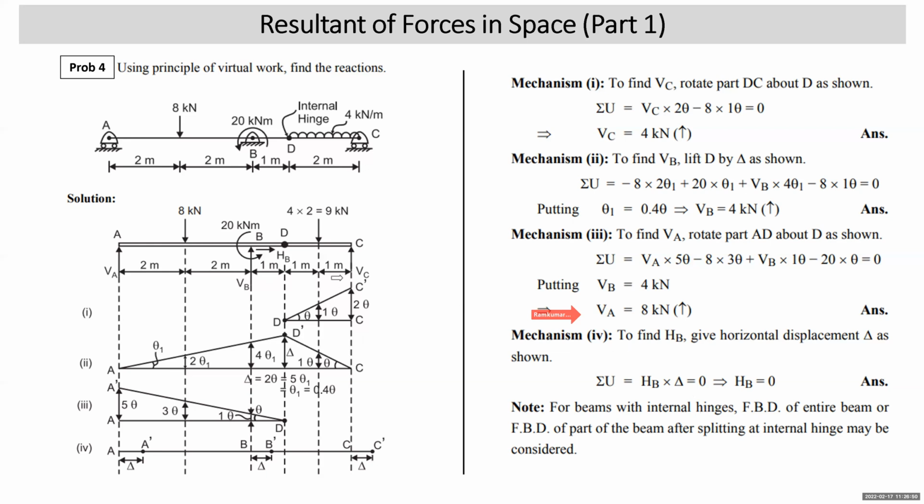So here we can consider free body diagram of entire beam, or you can consider FBD of the part of the beam after splitting at internal hinge. But after splitting at internal hinge, like in mechanism 1 or in mechanism 3, you should make sure that HD and VD will not do work, because you should rotate it about internal hinge only if you have split it at internal hinge. This is the precaution required.